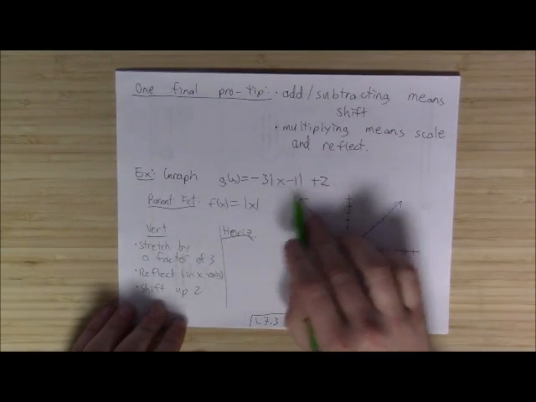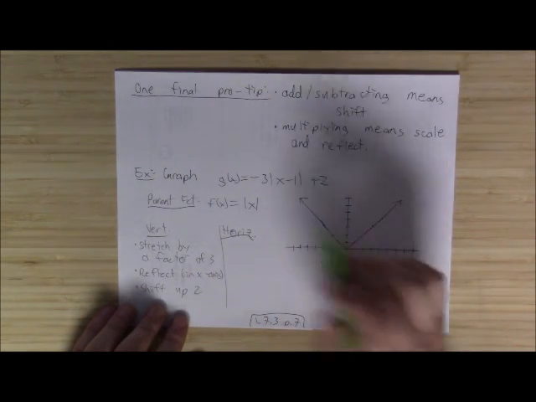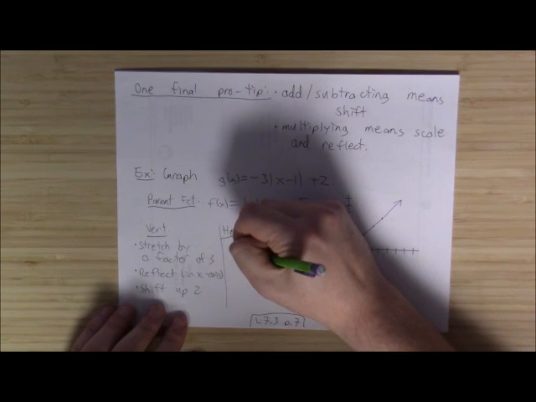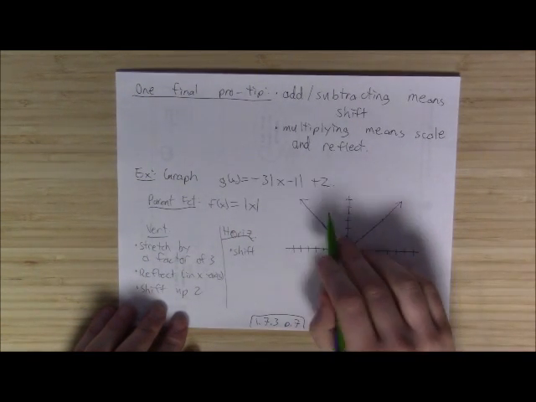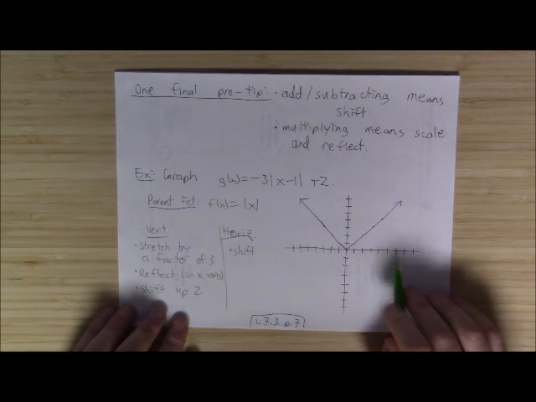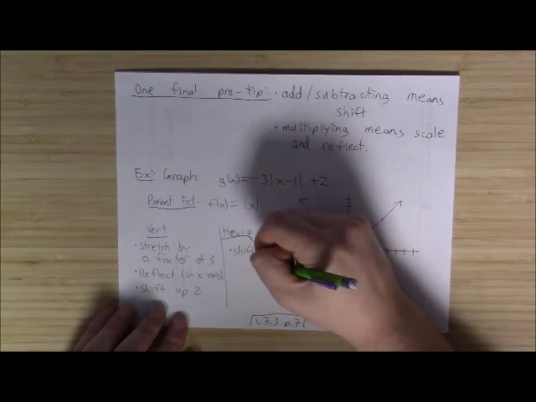Horizontally, all we're doing, and that's on the inside of the absolute value, we're subtracting 1, so shift, because things are backwards on the inside, so not left, but shift right. Shift right by 1.